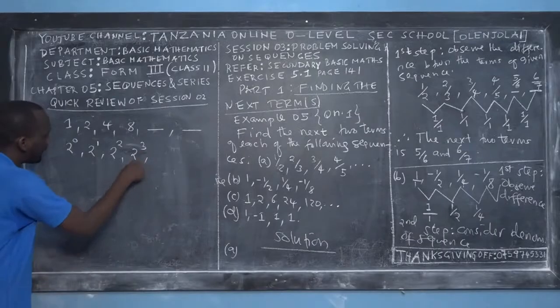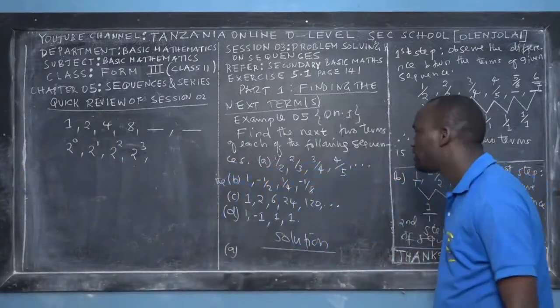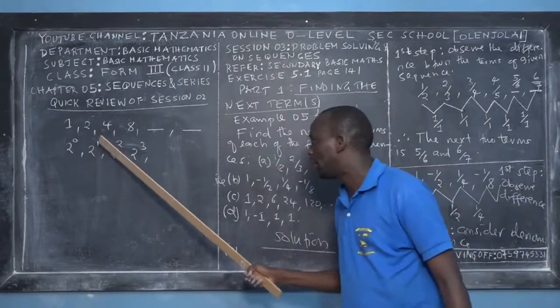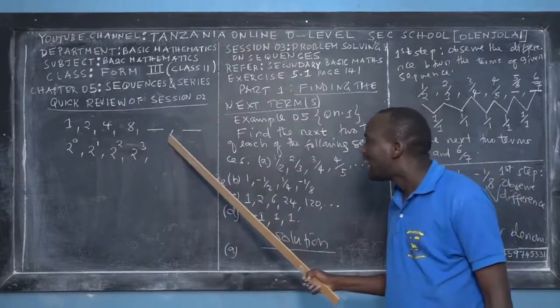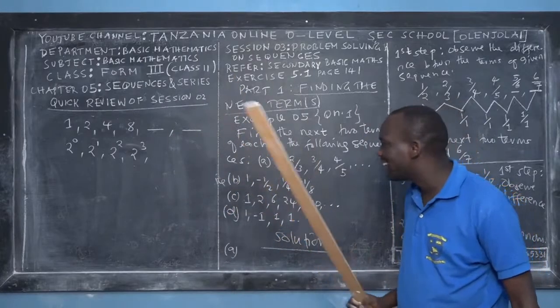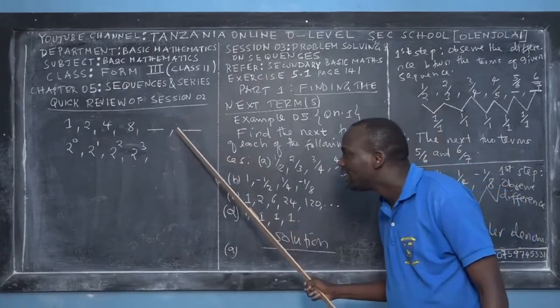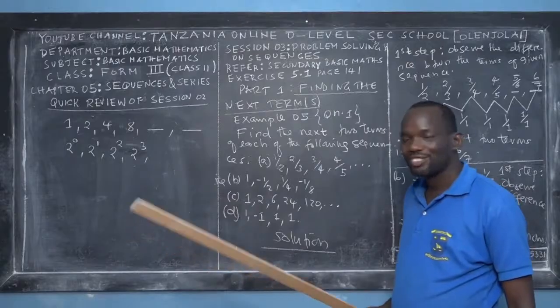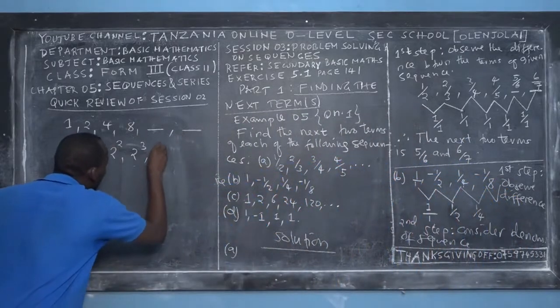So if this is the pattern, this is the behavior: the denominators are 2 power 0, 2 power 1, 2 power 2, 2 power 3. Now let me ask you a very simple question. Pause the video and take a few seconds to think: what will be the next denominator? So it is well seen, the next denominator will be 2 power 4.